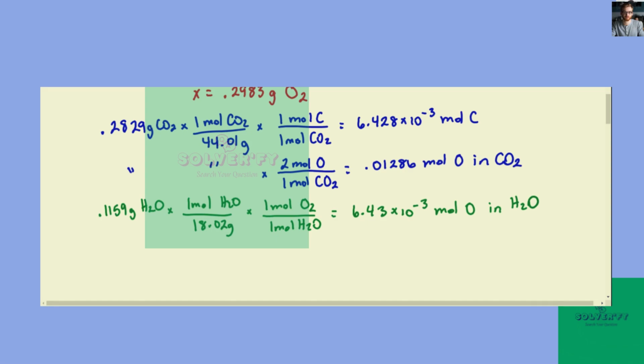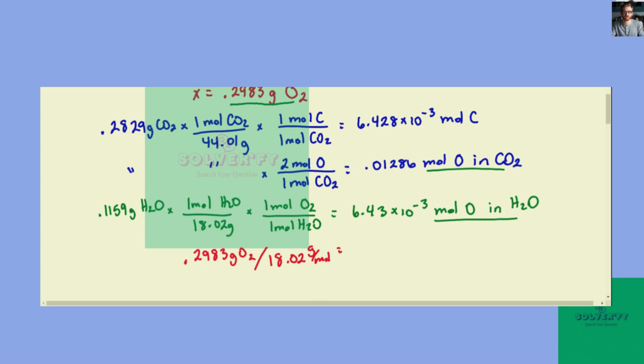Now, I have moles of oxygen here, I have moles of oxygen there, and way back up here, I have the mass of the oxygen that we started with in terms of what the unknown compound reacted with. I need to put this into moles. So we're going to do that next. Change it to red. 0.2983 grams of oxygen. I'm going to just divide it by 18.02 to get it into moles.